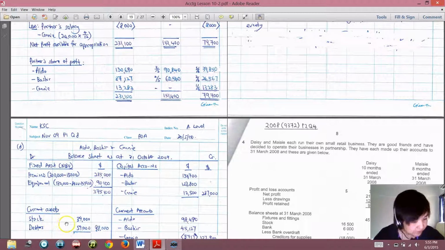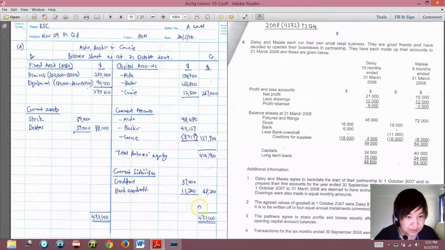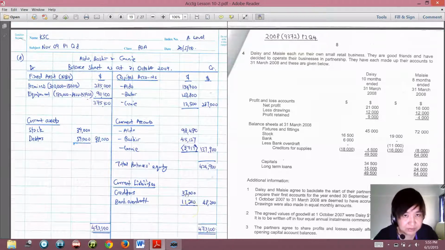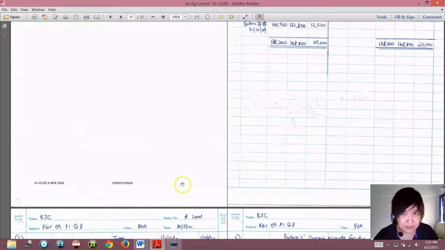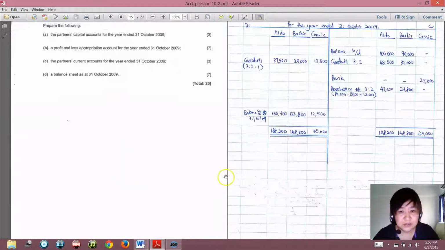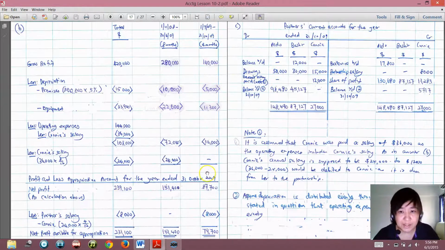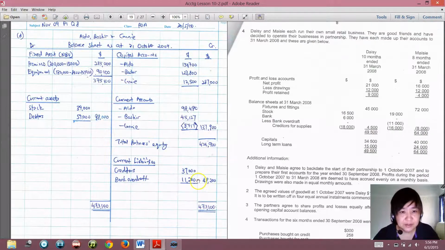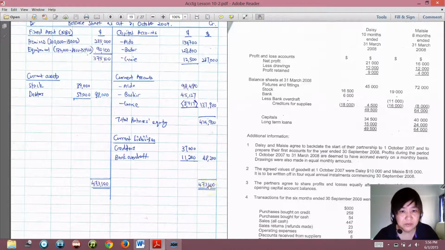For current assets, stock is from the question. Debtors 59,000 is also from the question. That's how I get the figure. Bank overdraft is also from the question. You see, in the trial balance in the question, bank is on the credit side, 11,200. Here this is debit and this is credit. So bank is a credit balance of 11,200, which means it's a liability. So I put it here. That's how I got all the figures.